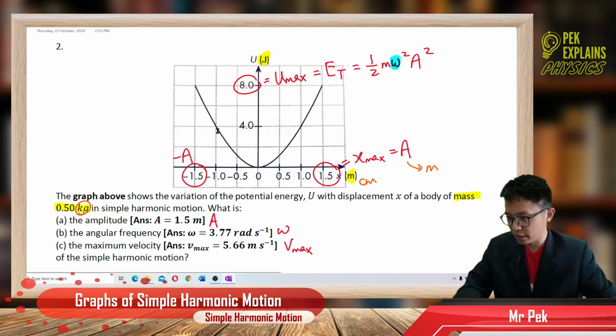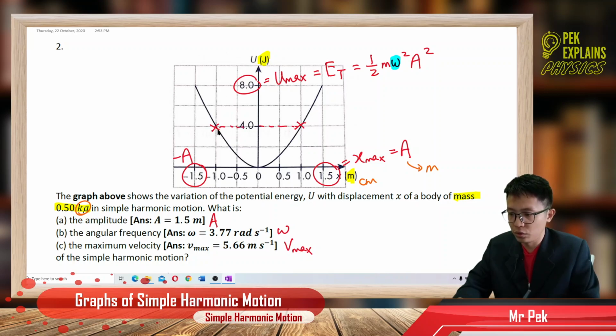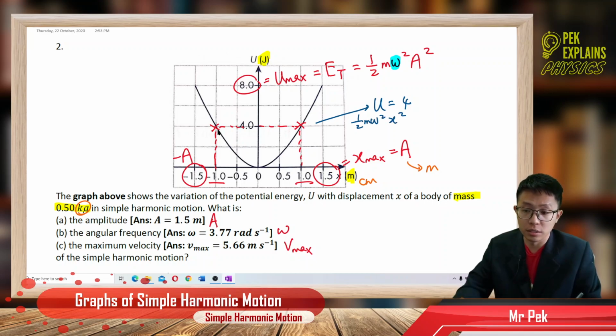Another thing, sometimes you can also use this value. You see it cross here. The energy here is 4 joule, equivalent to this displacement here. So we can say the energy is 4 joule. We can use the formula for potential energy, half m omega square x square.